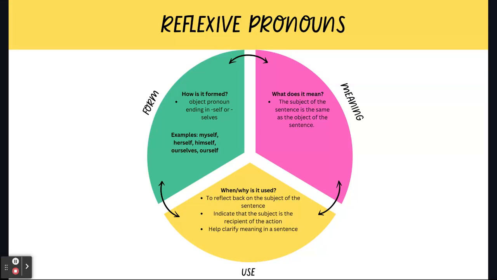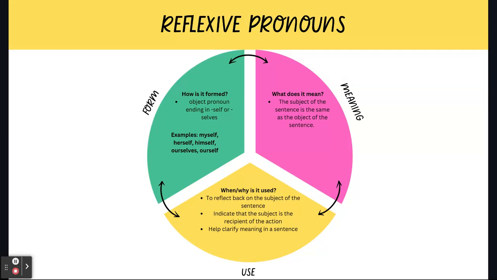And when and why would that be used? A reflexive pronoun can be used to reflect back on the subject of the sentence. It can be used to indicate that the subject is the recipient of the action taking place in the sentence. The reflexive pronoun also helps clarify meaning in a sentence. If you remove a reflexive pronoun, the meaning in the sentence becomes very ambiguous. You cannot tell what the sentence is trying to say fully.